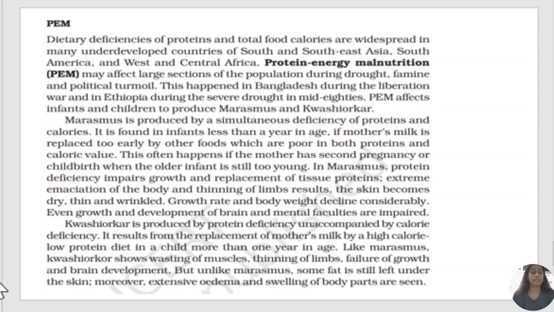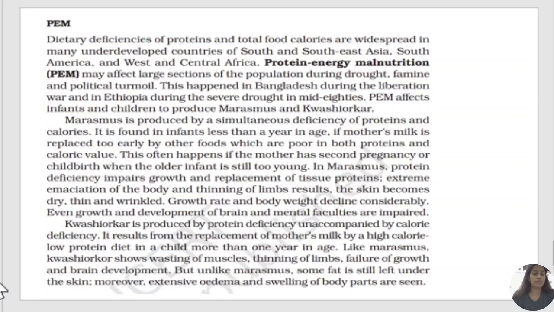PEM affects infants and children to produce marasmus and kwashiorkor. Marasmus is produced by a simultaneous deficiency of proteins and calories. It is found in infants less than a year in age, if mother's milk is replaced too early by other foods which are poor in both proteins and caloric value. This often happens if the mother has a second pregnancy or childbirth when the older infant is still too young. In marasmus, protein deficiency impairs growth and replacement of tissue proteins.